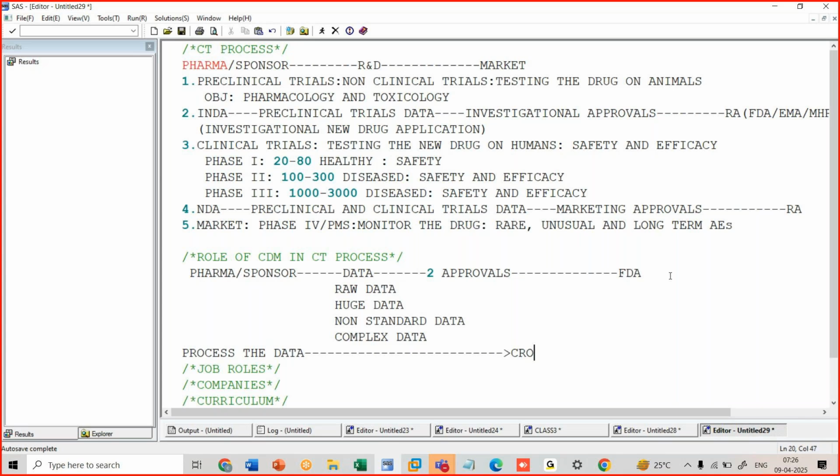A CRO is a contract research organization. It is the company contracted by the pharmaceutical companies to manage the clinical trials. Not only conducting clinical trials, they even manage the data.